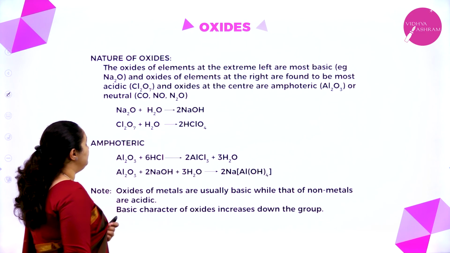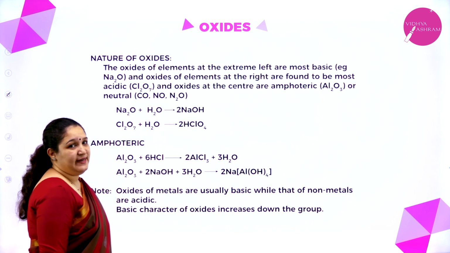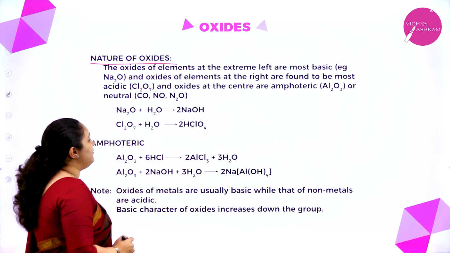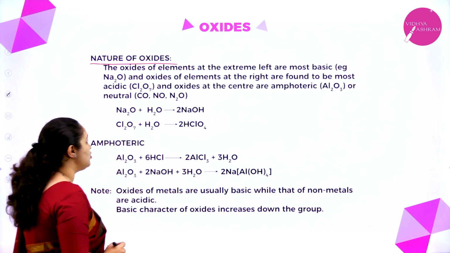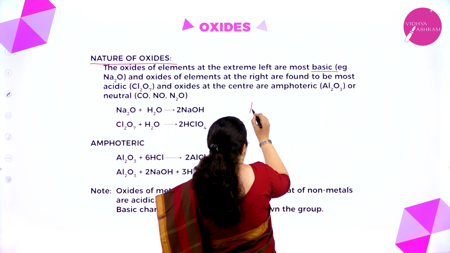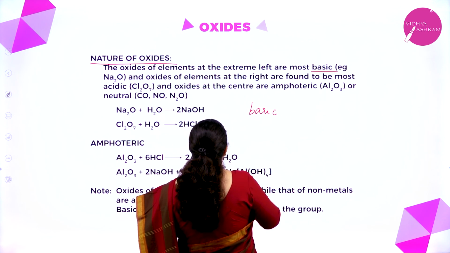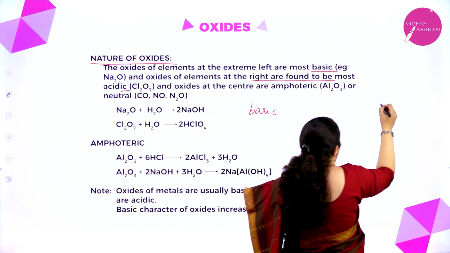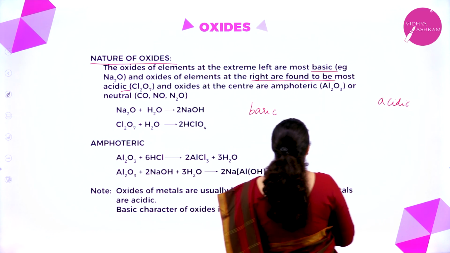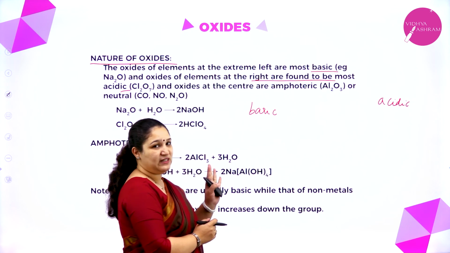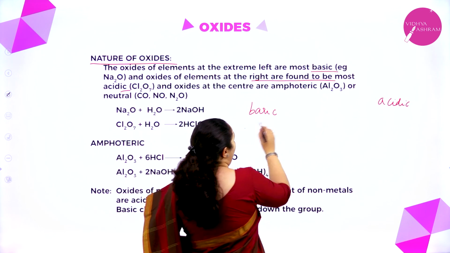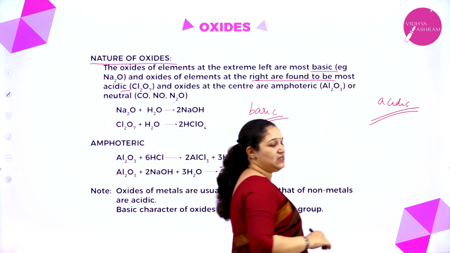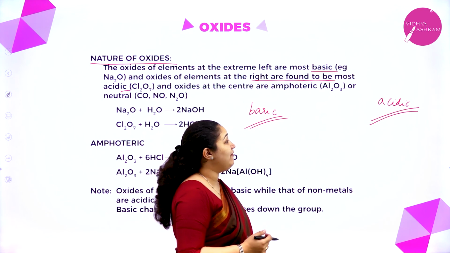Next one is about oxides. First we have the nature of oxides. The oxides of elements at the extreme left are most basic. So on the left side we have basic, and the oxides of the elements on the right are found to be most acidic. So in the periodic table, on the left-hand side, that is group 1 and group 2 elements, they form highly basic oxides, whereas towards the right, that is after group 16, group 16 and group 17, they are very acidic.